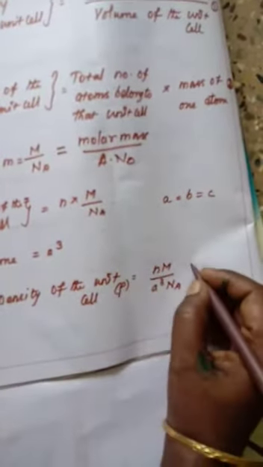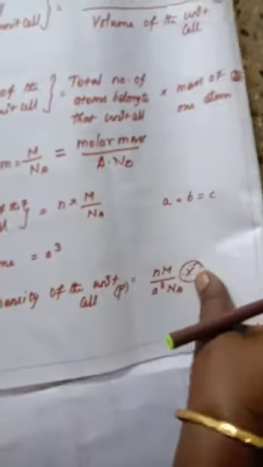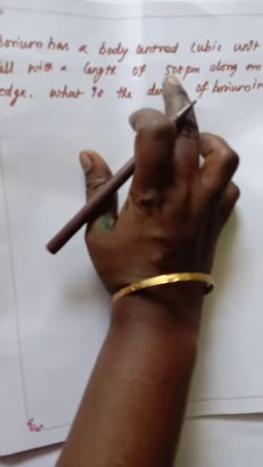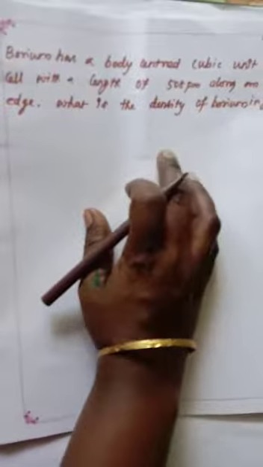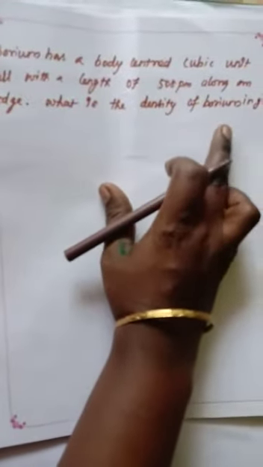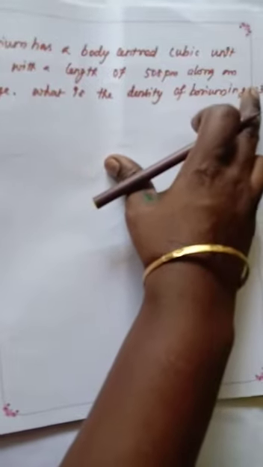This formula is very important. Based on this, they will ask questions. So I will give one example. Barium has a body-centered cubic unit cell with a length of 508 pm along one edge. What is the density of barium in gram per centimeter cube?